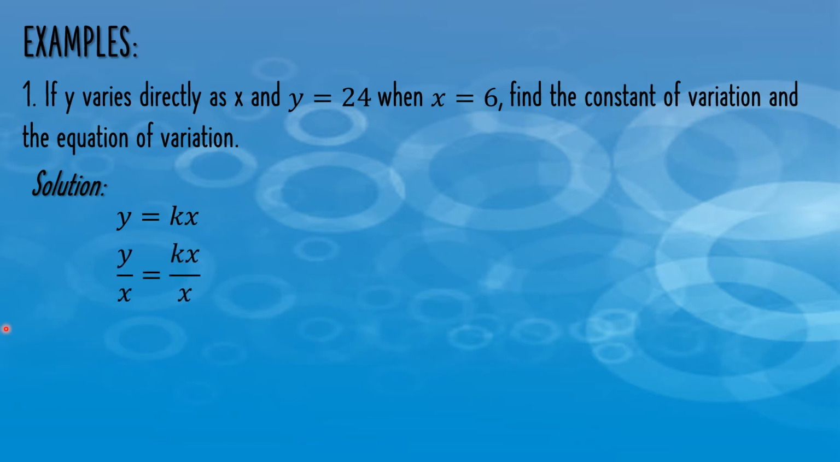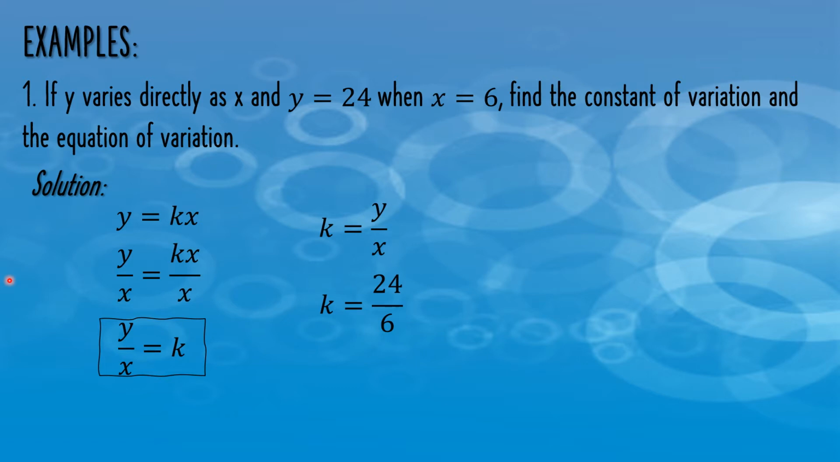And then, when we are finding the variable k, or yung constant, we have to divide both sides of the equation by x para makancel natin yung x dito, at ang matitira na lang ay k. So the formula for k is y over x. So let us now find the value of k.